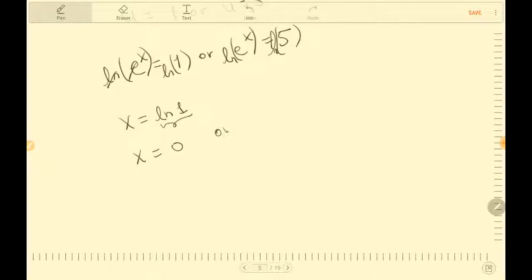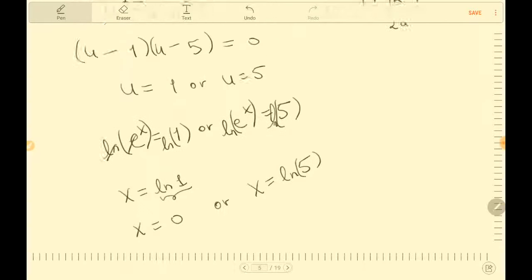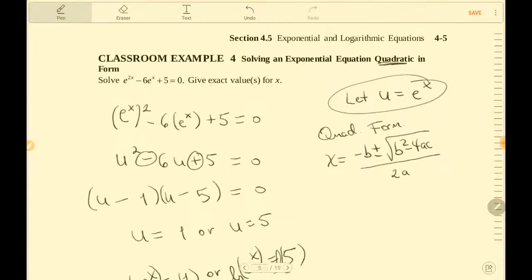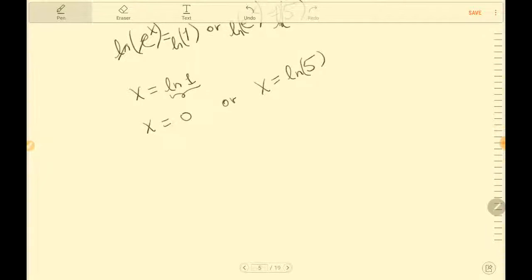It can make things move a lot faster and more smoothly for you. All right, and then on this side we get x equals the natural log of 5, and this one you would actually need a calculator for. Did they want it in exact form? Okay, yeah, they want exact values, so we don't need to round on this, which is great because now I have my solution set: 0 and natural log of 5.